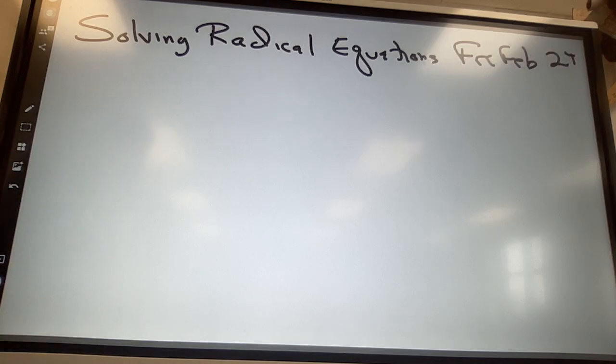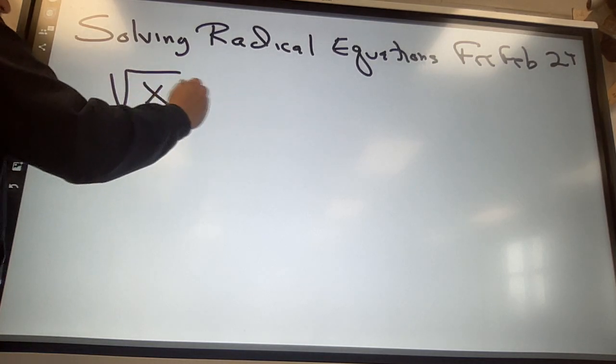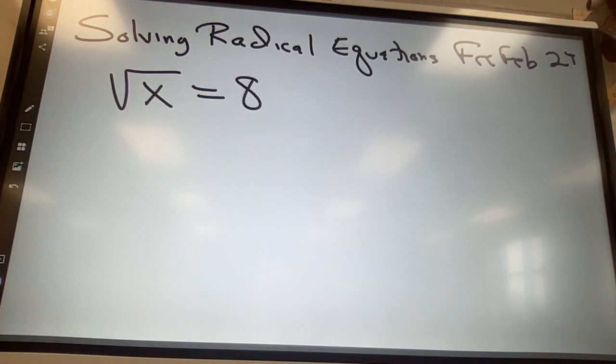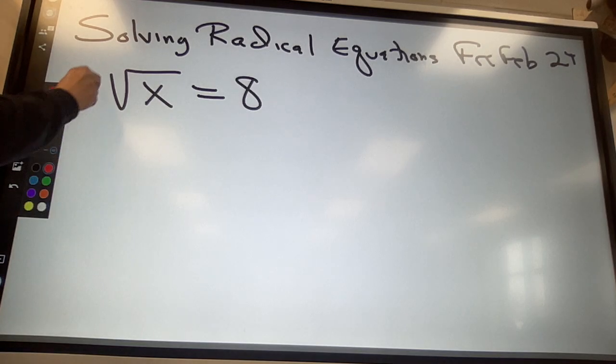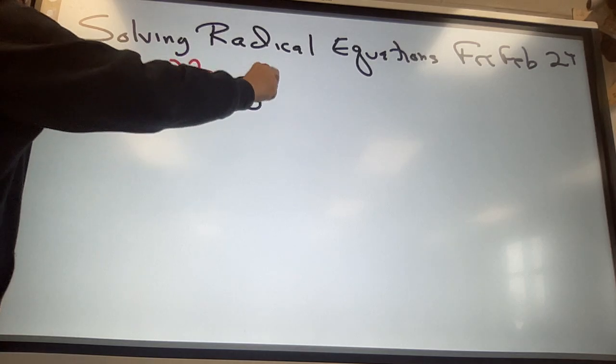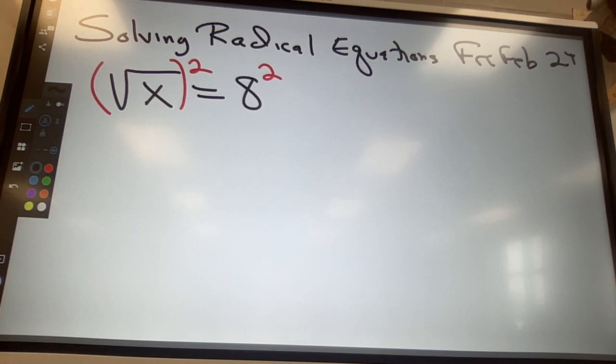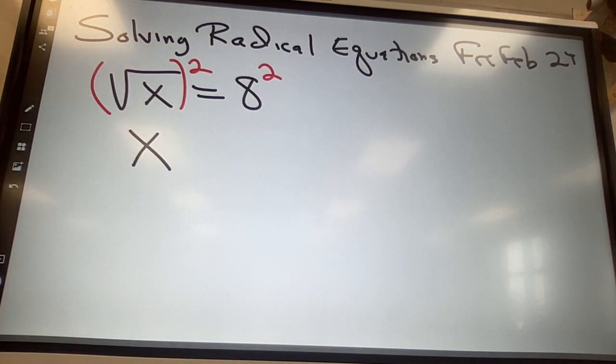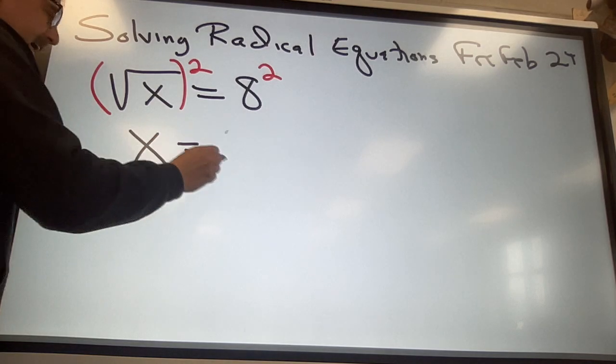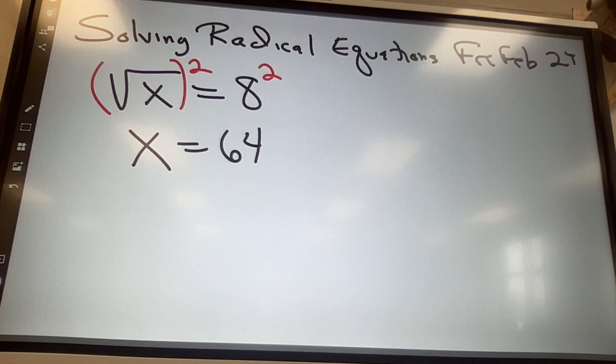I'm going to write for you to solve square root of x equals 8. And to get rid of a square root, you square. And what I'm going to suggest is we write squared and we write squared. A square root and a square counteract each other and become x to the first power. I'm going to show you why in just a moment. And 8 squared is 64. X is 64, your answer.